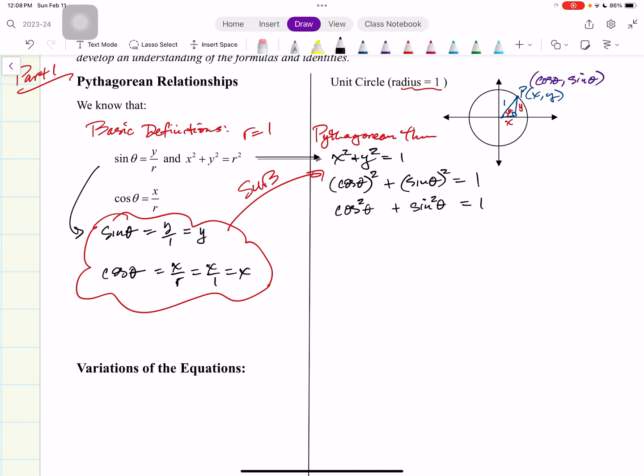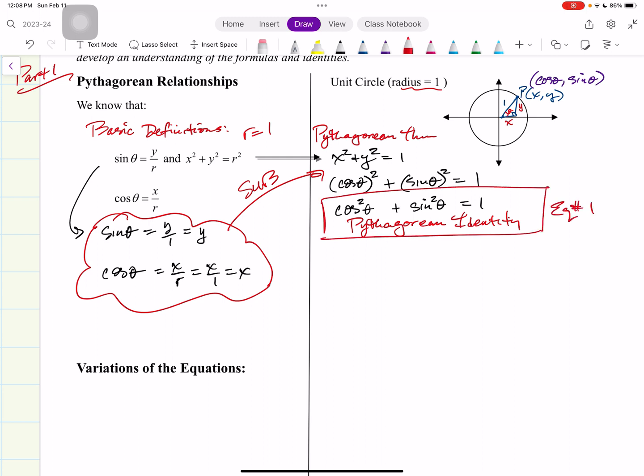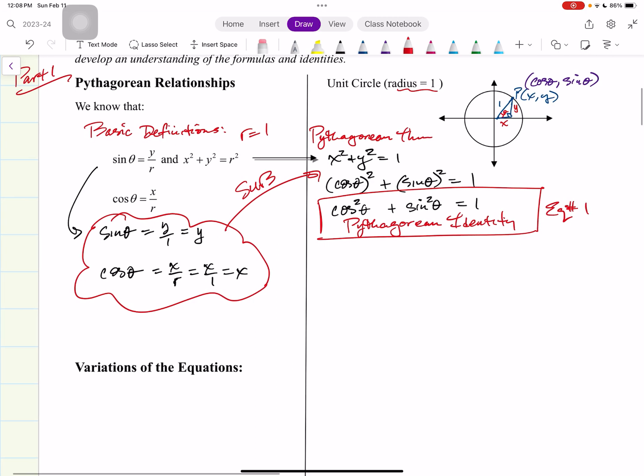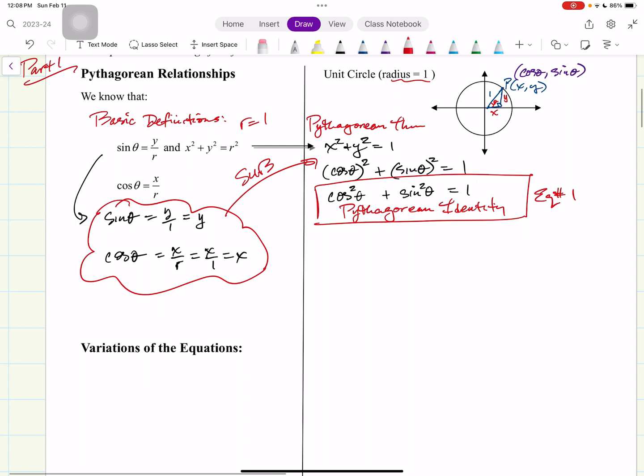And this is called your Pythagorean identity, your main, most important identity. Identity meaning truth here. Let's highlight this. This is equation 1. Now we're going to develop a lot of equations here, and each one gives us variations of the other ones.